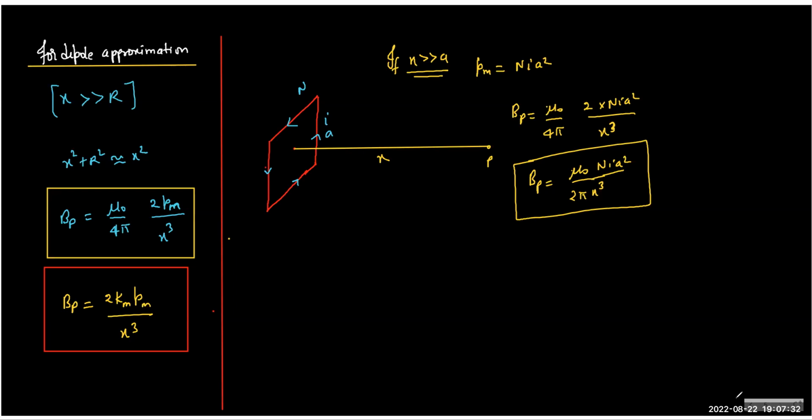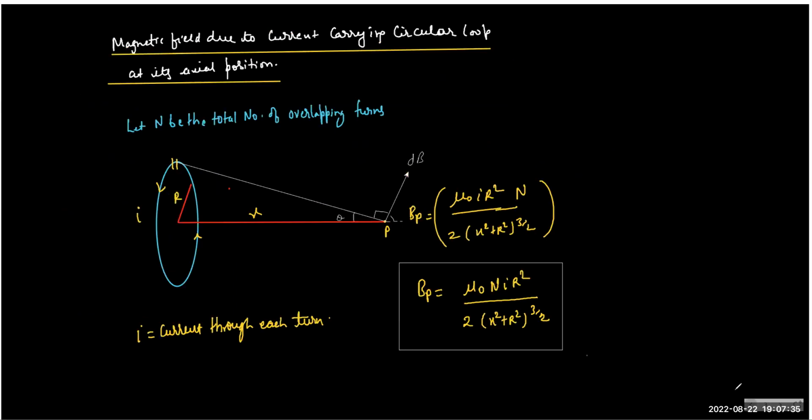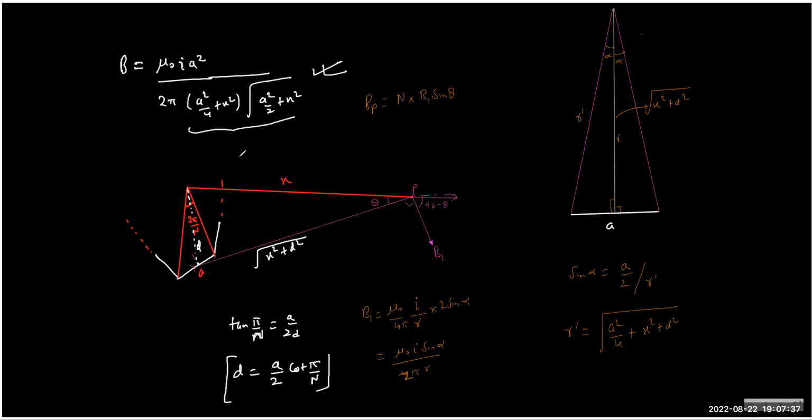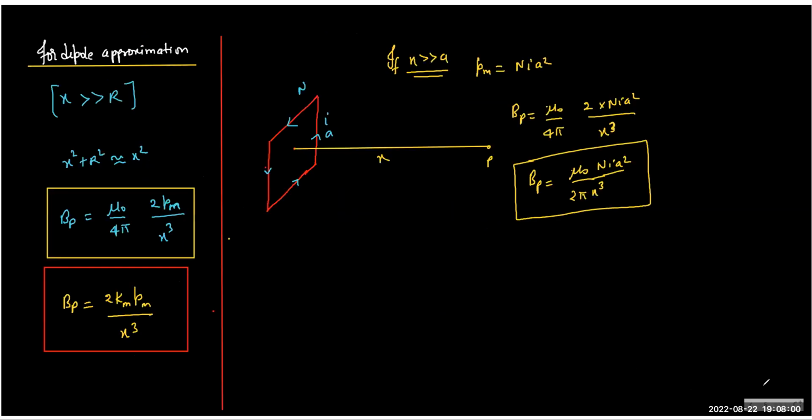Yes, sir. Now let's go back to the formula which you derived in the very beginning. And now if I make X much bigger than A, the B turns out to be mu naught I A square by 2 pi X cube, right? Yes, which is exactly the formula which we are looking for. The only thing N is missing, because I have taken only one turn. Same formula? Yes, sir. It means what you derived was correct.